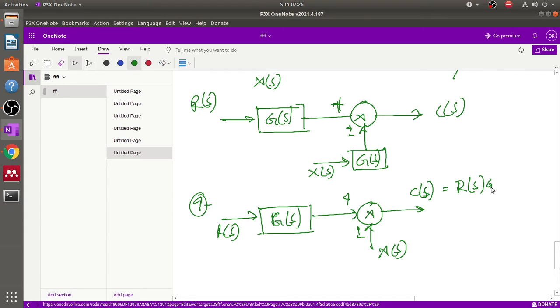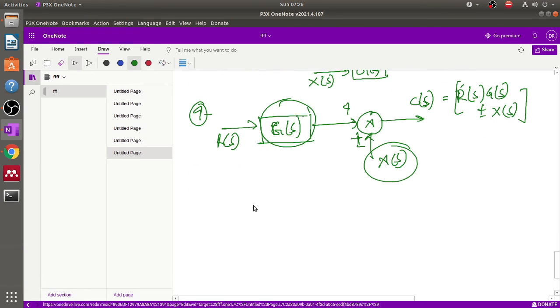And CS is basically RS into GS plus minus XS. Okay, because first we multiply this gain and then add this signal. Okay, so we convert this, and in another way we say that we are shifting this summing point before this block. So now what will we do? Our task is shifting this summing point.